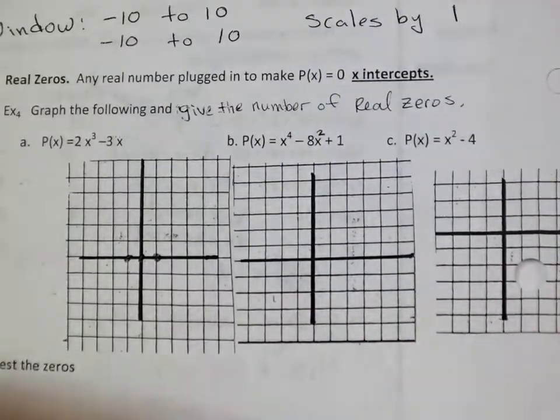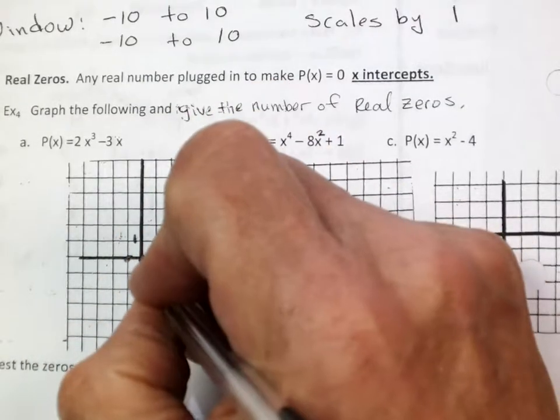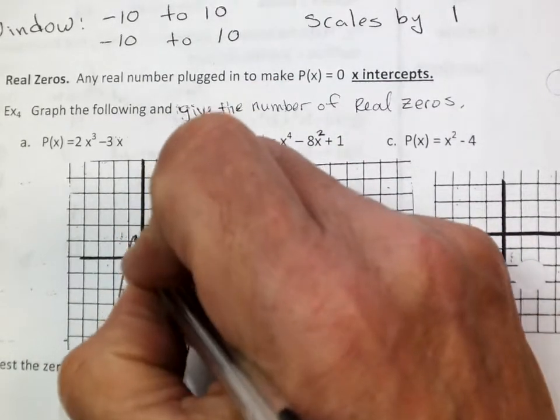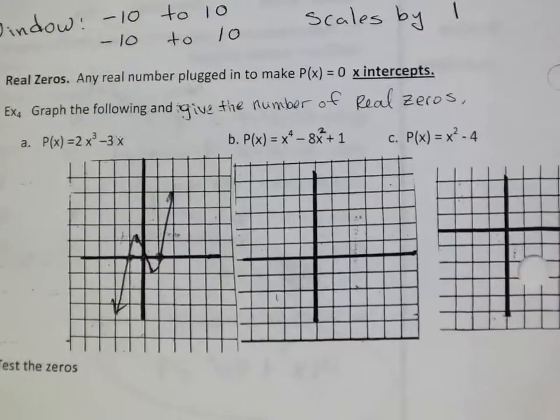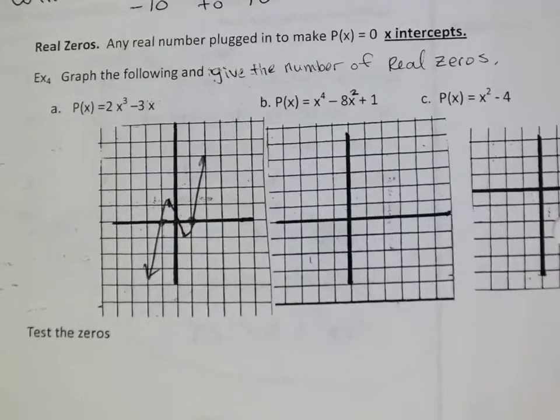Looks like it's a height a little bit more than 1. So it looks something like this. It doesn't have to be perfect. I just need the shape, okay? It's curvy. They're polynomials. So I just need to get the general shape.